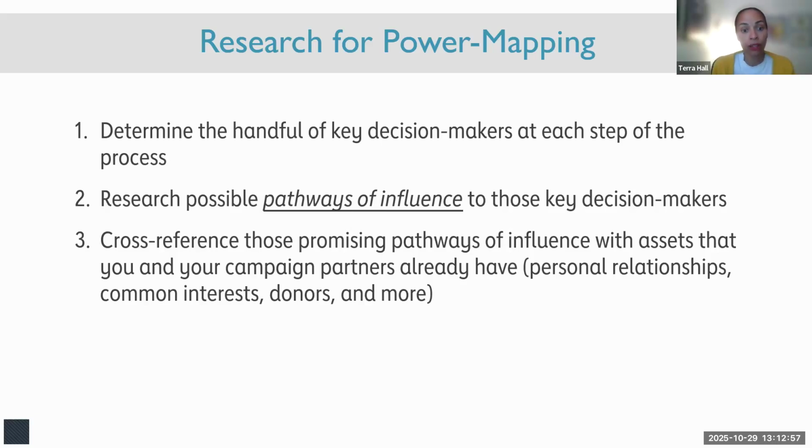So once you outline all of that, you want to cross-reference those promising pathways of influence with assets that you and your campaign partners have already outlined. So personal relationships, common interests, donors, and more. And so we've got a quick exercise for you guys to do. If we're able, are we going to paste that in the chat, Andrea? Yep, there it is. If you click on this Pathways of Influence worksheet, and feel free to bookmark this resource. It's something that you can use down the line. But it's a really great tool in helping you map out how connected you are.